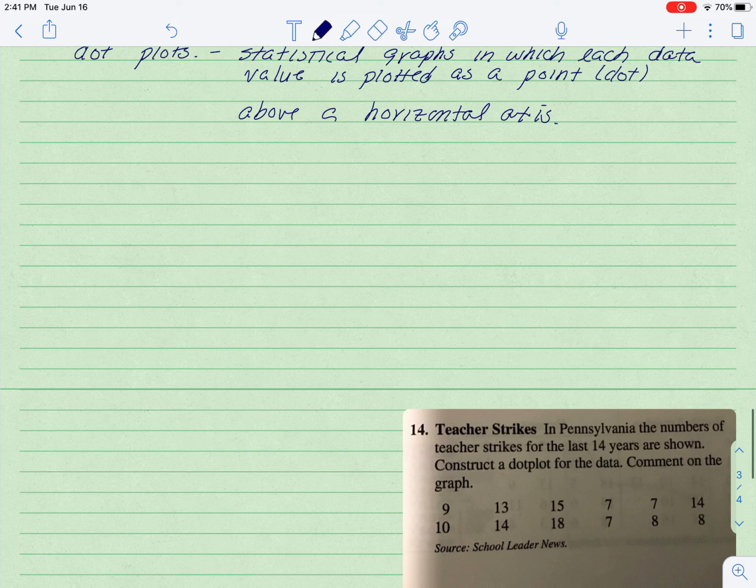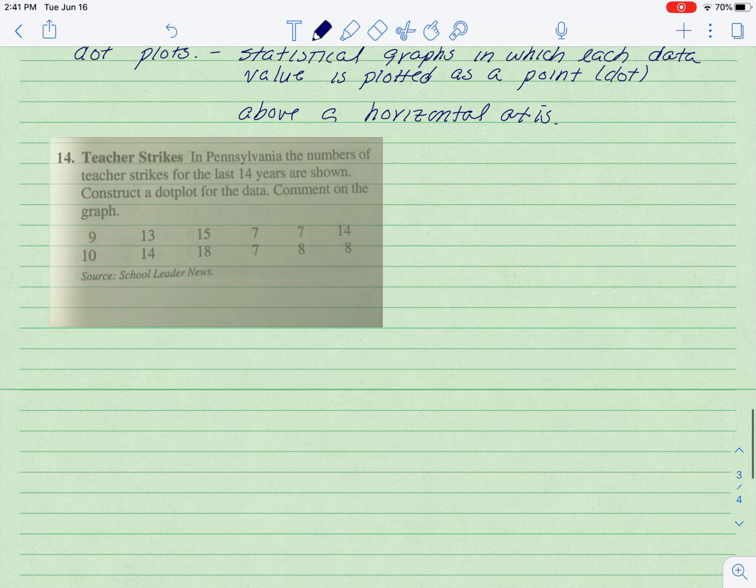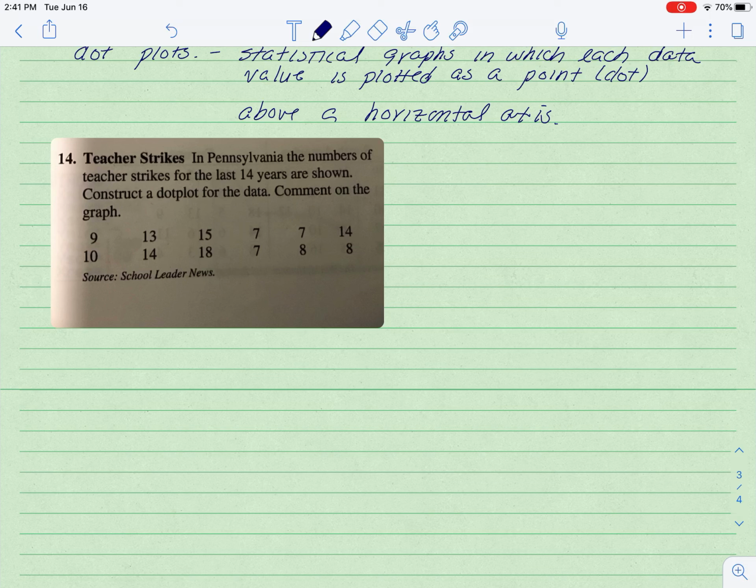Okay, so to show this example, we're going to do the following problem. So let me grab this problem, bring it up here so we can see it. This is problem number 14 in your book. It's on page 91. All right, so it says teacher strikes. In Pennsylvania, the number of teacher strikes for the last 14 years are shown. Construct a dot plot for the data. Comment on the graph.